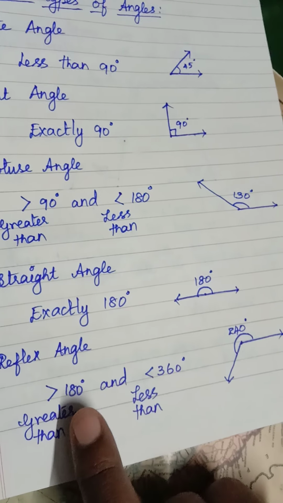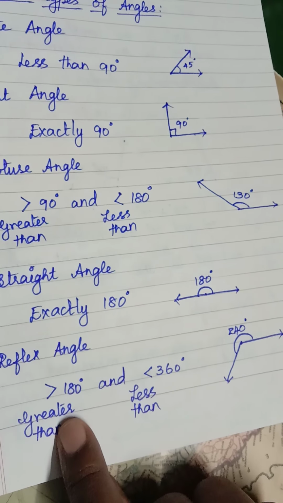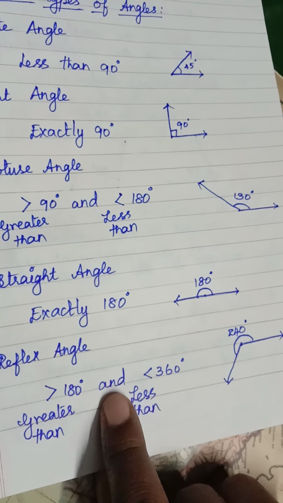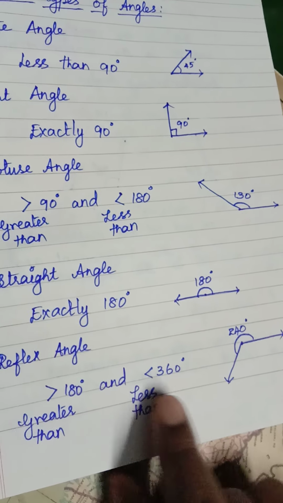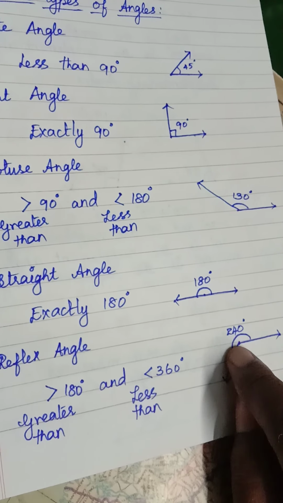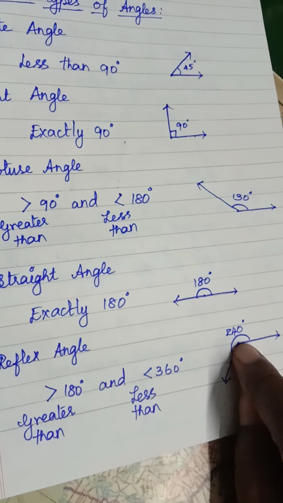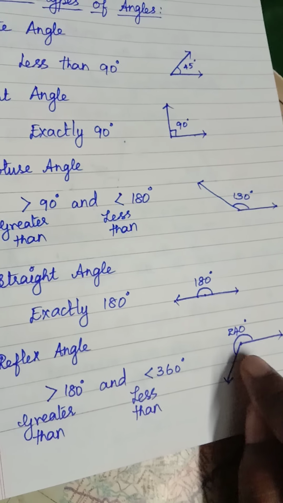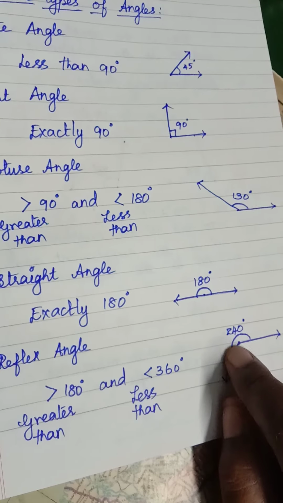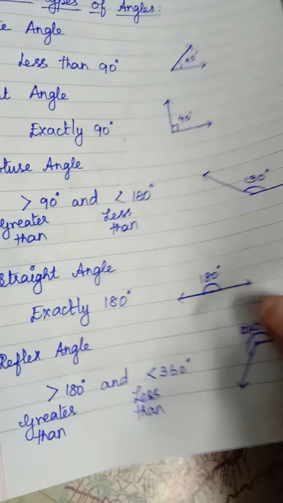Next, what is a reflex angle? A reflex angle will be greater than 180 degrees but less than 360 degrees: 200, 210, 235, 240. These are all reflex angles. See, this side, this is 240 degrees. This is a point. These are two rays, that is, two arms, and this angle is 240 degrees. This is known as a reflex angle.